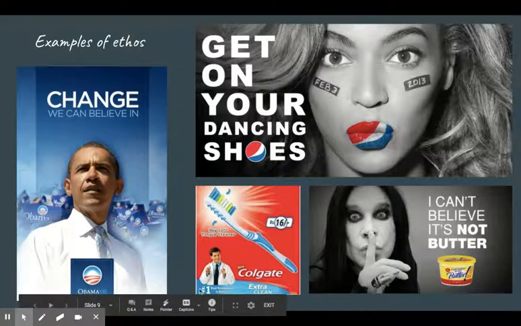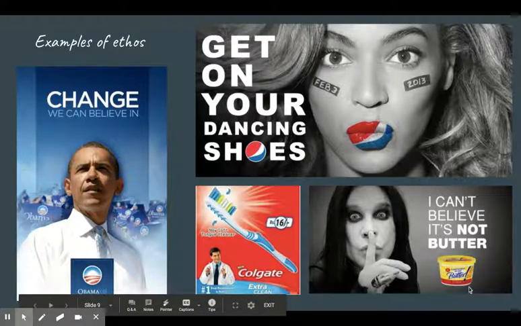Down here we have a Colgate ad, and again, using ethos by including an image of a dentist, right? Probably not a real dentist, but either way, someone dressed as a dentist. And then down here, it says, I can't read it, but it says it's being recommended. It's the number one brand being recommended by dentists.